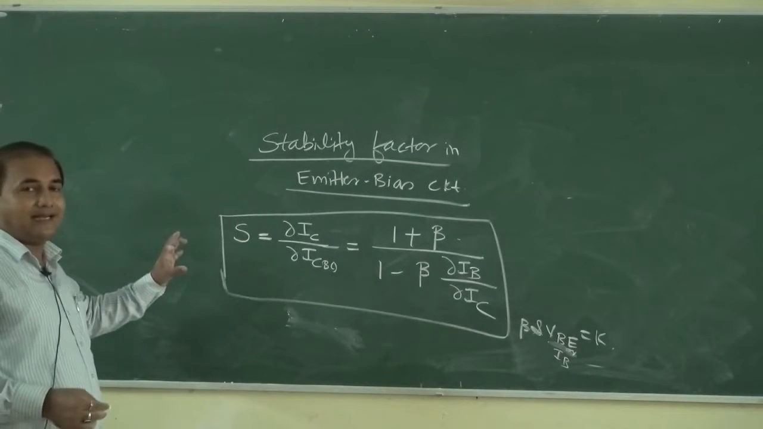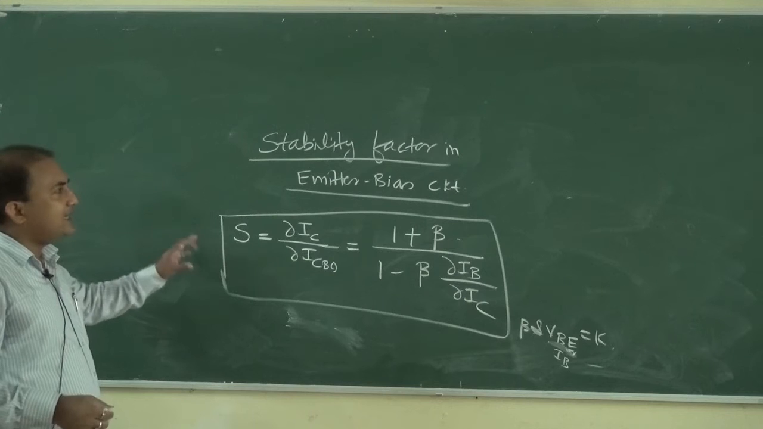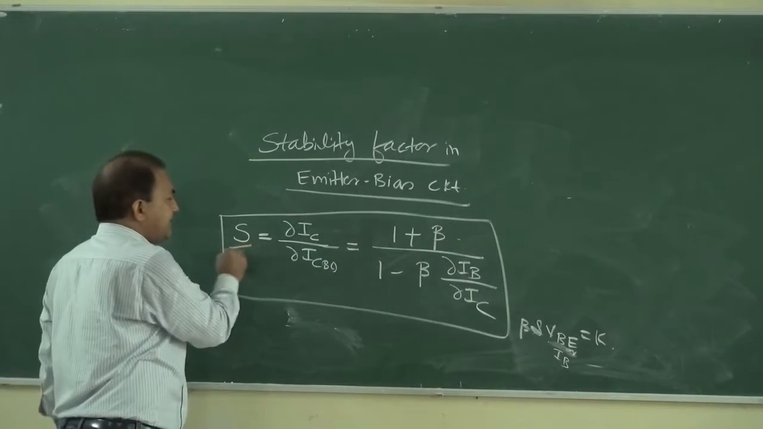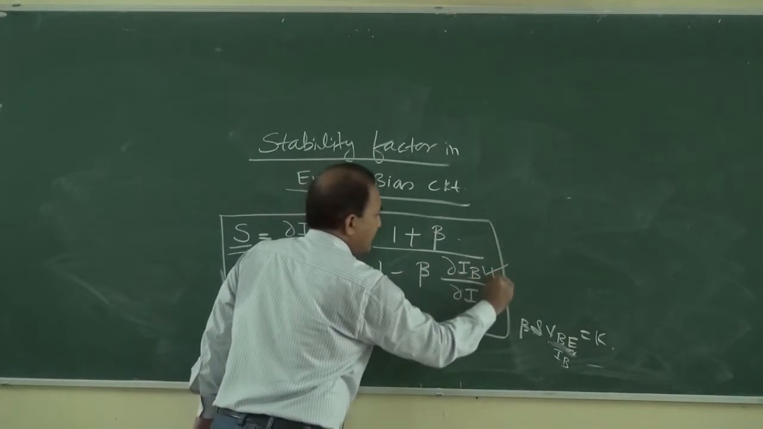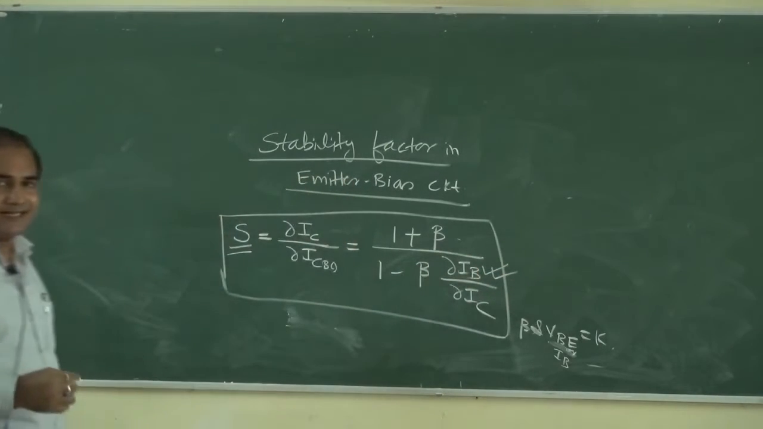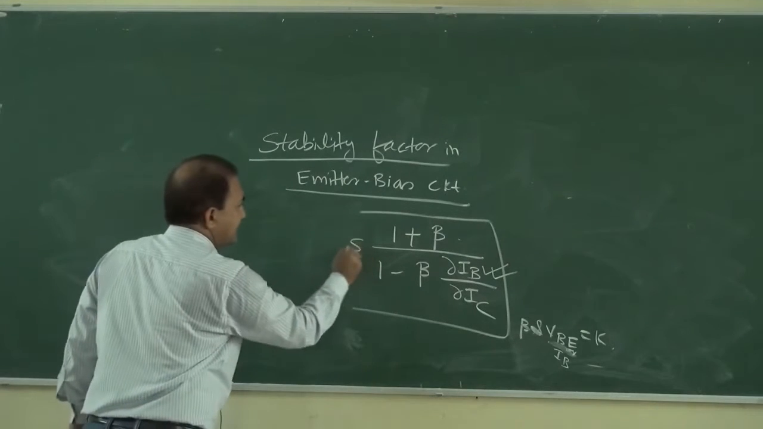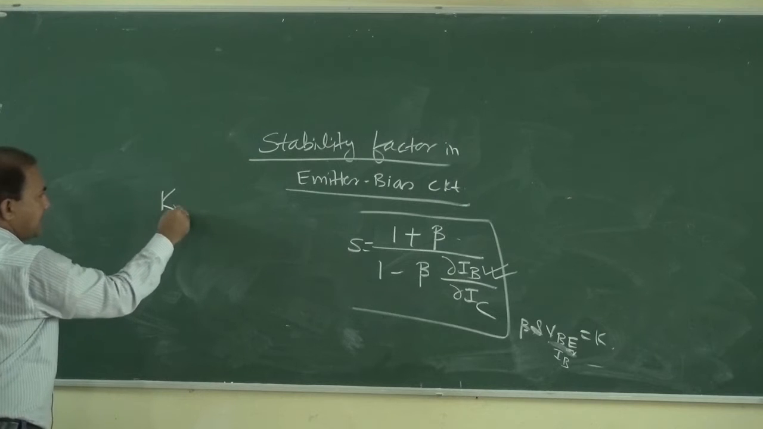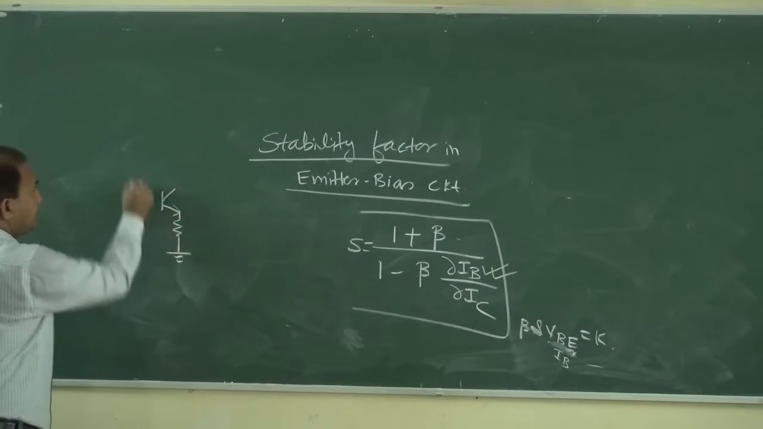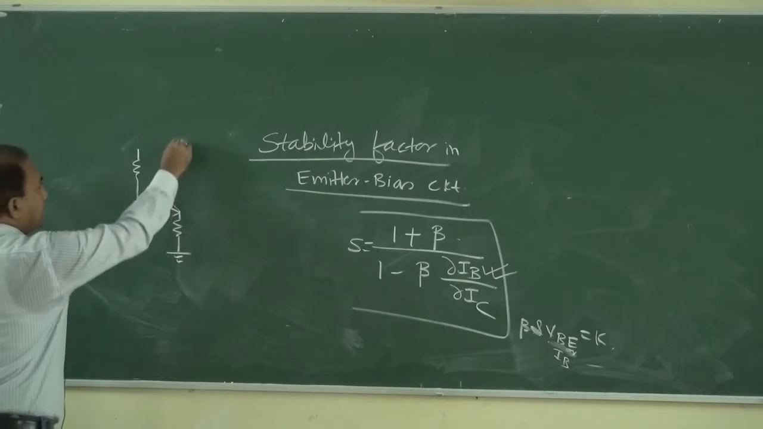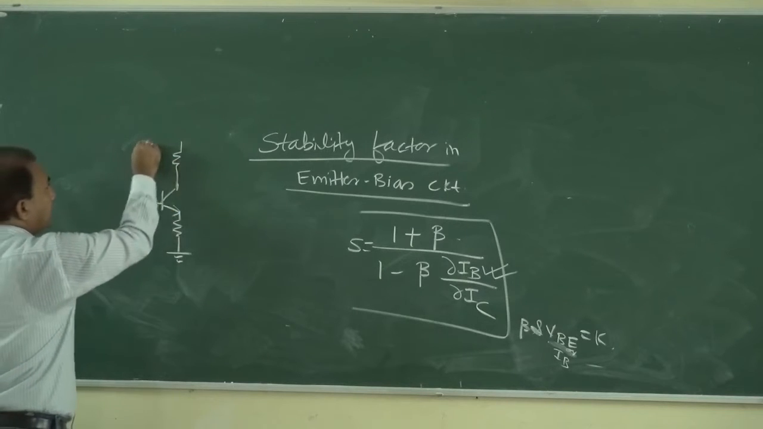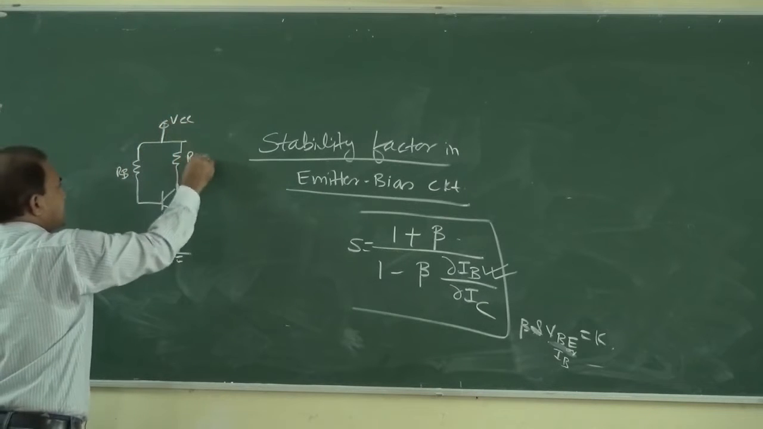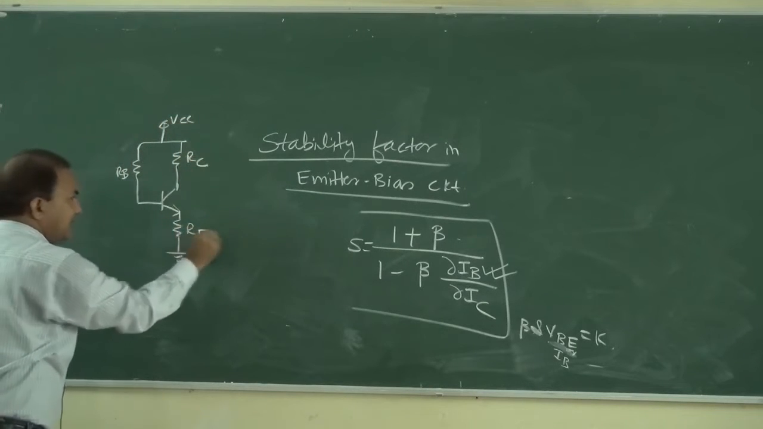So how can we determine the stability factor in this emitter bias circuit? In order to determine the stability factor, we have to determine the value delta IB divided by delta IC. For this circuit, say this is the emitter bias circuit. This is RB, it is connected to VCC. This is RC and this is RE.